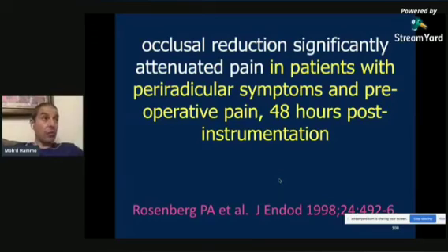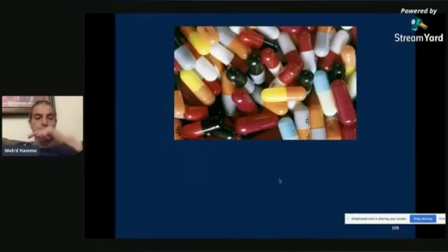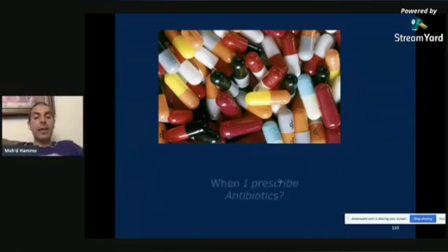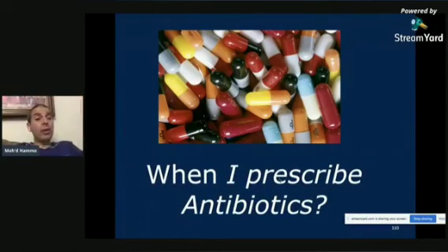So in case of acute apical periodontitis, if we make a percussion test and the patient is sensitive to percussion, yes, you can make occlusal reduction. What about antibiotics? Antibiotics have no effect on pain level in patients with acute apical periodontitis, so don't give him antibiotics. But this is a common question: when do I have to prescribe antibiotics?